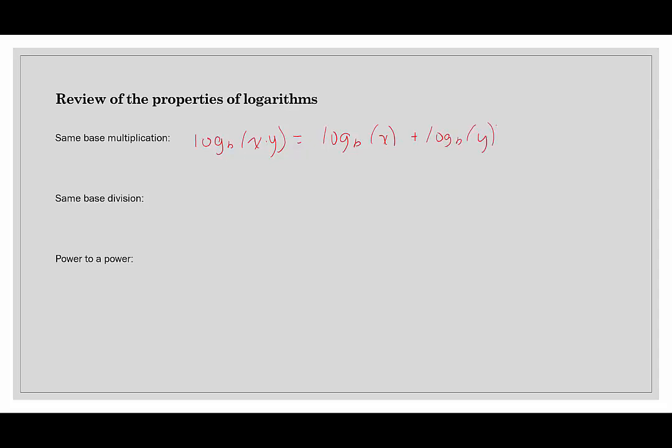Because remember what x and y are, they're like exponents of some base b. And what do we do when we have a base and the same base and two things being multiplied? We add the exponents. So that's basically what we're talking about with same base multiplication.